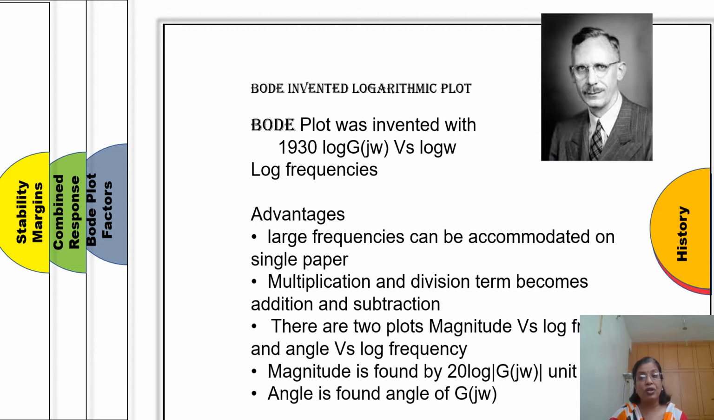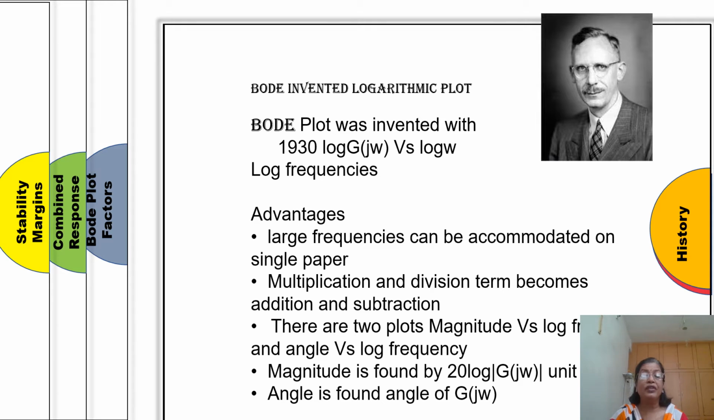Apart from this, one more advantage is that any transfer function consists of a number of factors, which can be gain K, pole at origin, a simple pole or a simple zero, and so on. All these multiplication and division terms become addition and subtraction, and hence you can obtain the plot of individual factors independently, and then combine them, depending on whether they are multiplication or division. You can add them or subtract them and thus obtain the Bode plot of a combined system.